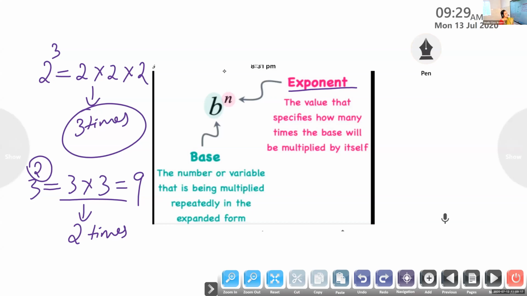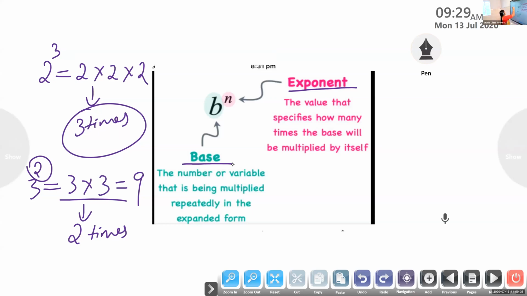Anandida, read what is an exponent. The value that specifies how many times the base will be multiplied by itself. Okay. Now base. What is a base? The number or the variable that is being multiplied repeatedly in the expanded form.